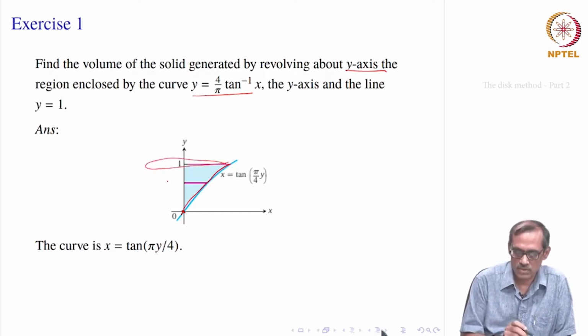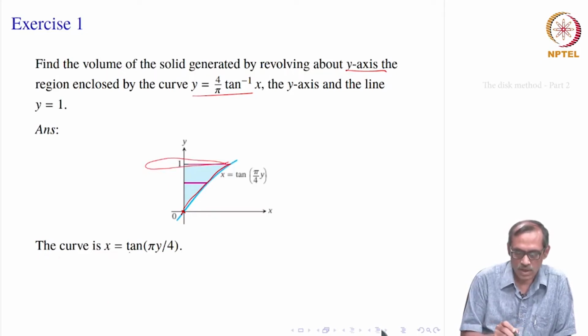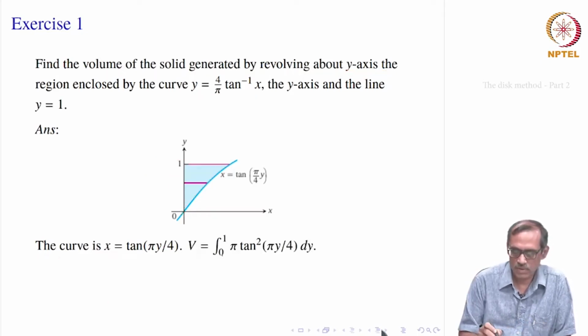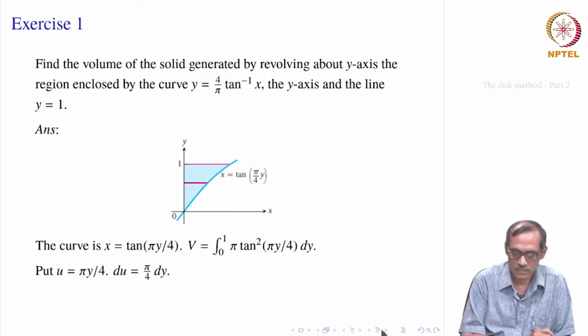So, it gets something like this, a cone type, but it is not exactly a cone. So, the curve is x equal to tan of pi y by 4 and the volume should be equal to the integral of pi f of y square dy, integrated over the limits for y. So, it is the integral from 0 to 1 on the y axis of pi tan square of pi y by 4 dy, fine, and that we have to evaluate now.